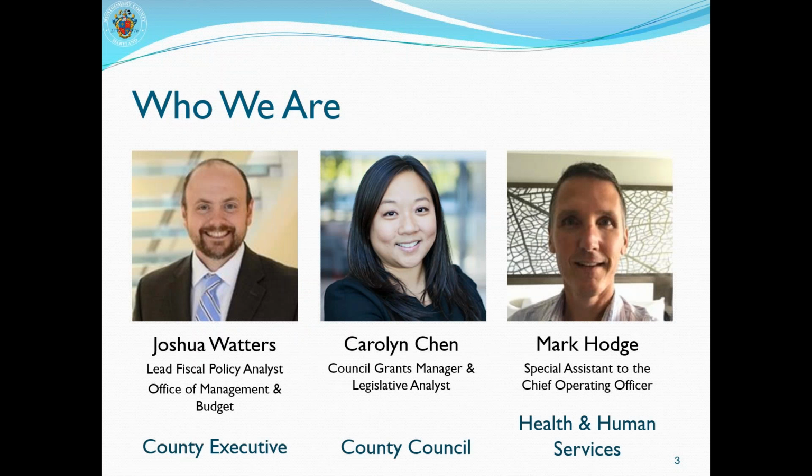To give an overview of the team that is responsible for the community grants process, there are three people. There's Joshua Waters from the Office of Management and Budget. He runs the county executive grant review process. There's me, Carolyn Chen. I'm the council grants manager and legislative analyst at the county council, and Mark Hodge, who is the special assistant to the chief operating officer of Health and Human Services. You will be dealing with Mark during the contracting end after you are awarded a grant. So in terms of the application process and review, that's Josh and myself.